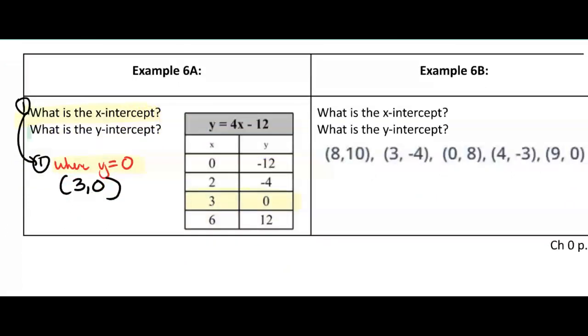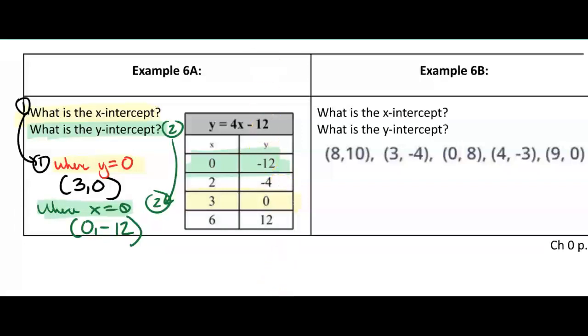Then this one asks, what is the y-intercept? So I'm going to call this number 2. So where do we have y-intercepts? Where x equals 0. Where on this chart does x equal 0? At the ordered pair 0, negative 12. That's it. Pretty easy?